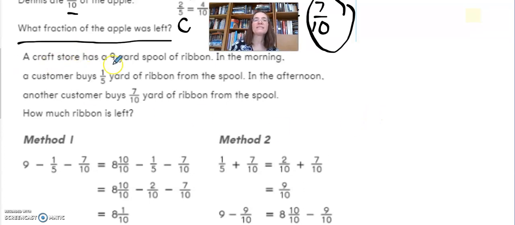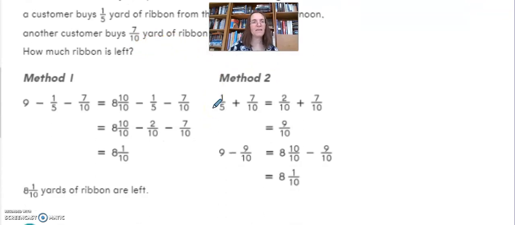So a craft store has a 9-yard spool of ribbon. A spool is when it's all wound around one thing. In the morning, a customer buys 1/5 yard of ribbon from the spool. In the afternoon, another customer buys 7/10 yard of ribbon from the spool. How much ribbon is left? Well, in the first method, they start with 9, and then they subtract 1/5, and then they subtract 7/10.